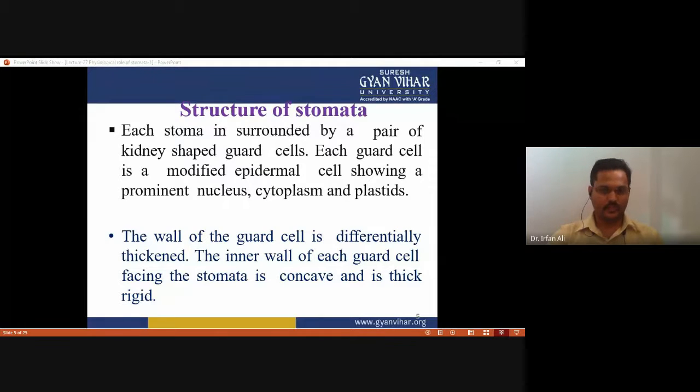The wall of the guard cell is differentially thickened, and the inner wall of each guard cell facing the stomata is concave, thick and rigid. So if we see the shape of the guard cell, the shape is concave, and the second thing is that it is a thick layer, and the third thing is that it is rigid. So the inner wall of the guard cell, which faces toward the stomatal pore, is concave, thick, and rigid.